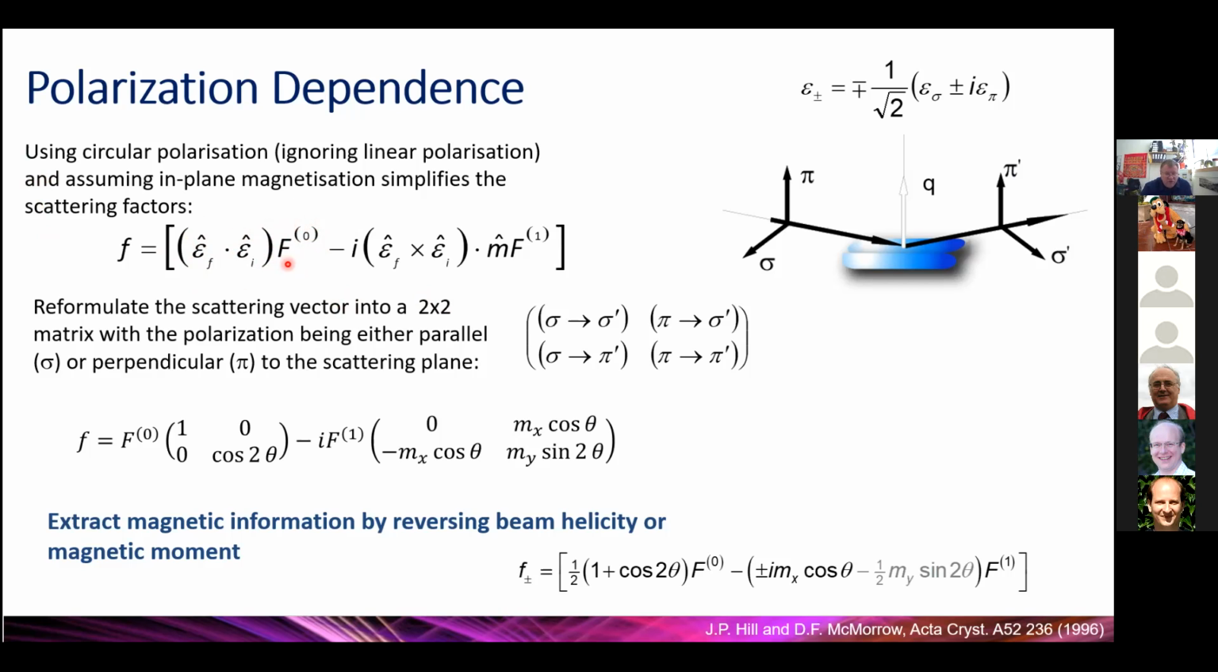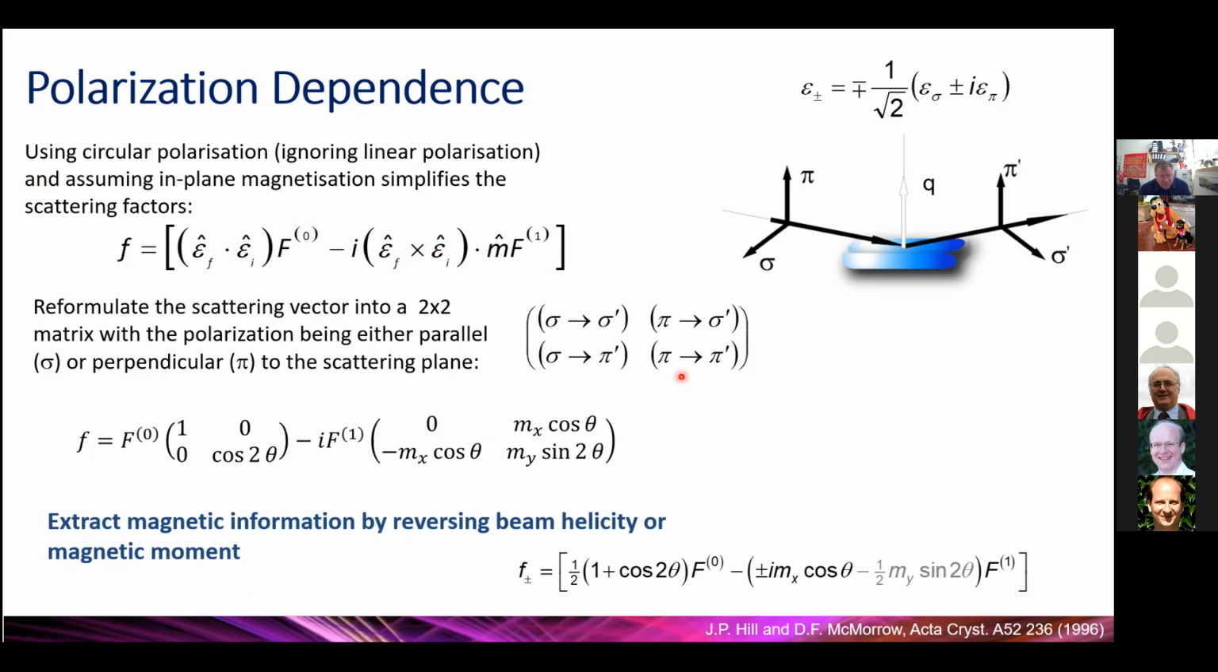And essentially this first term here, which is the dot product of the two polarizations, this F0 term, that's the original anomalous dispersion terms. And then there's a second anomalous term here, this F1 term, in which the cross products, instead of the dot product, couple into the magnetization direction itself. So we can assume that we've got some in-plane polarization, and we can simplify this 2x2 matrix.